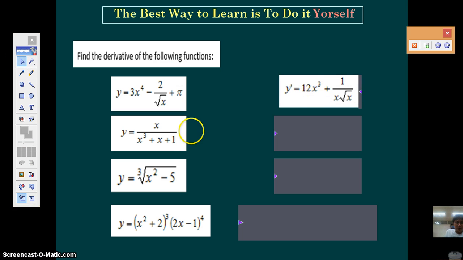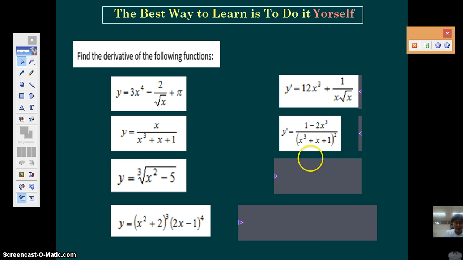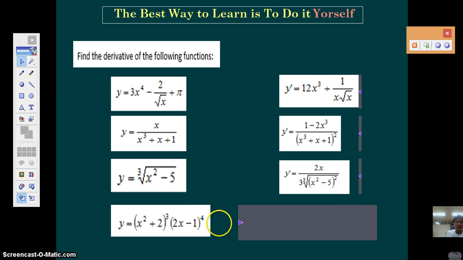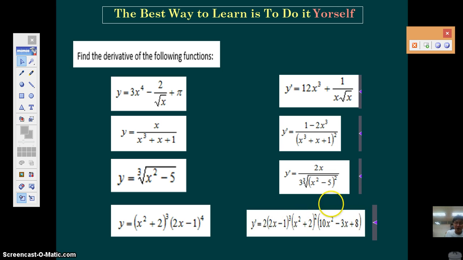The second one, obviously, you will use the quotient rule here. This is the derivative. The third one is a radical, but you know, you can write this in the form f of x raised to n. So use the general power rule chain here. So this is the answer. And obviously, the fourth is a product. So you use the product rule. And the terms are being raised to a power. So you have here the product rule and then the chain rule combined. So this is the answer.